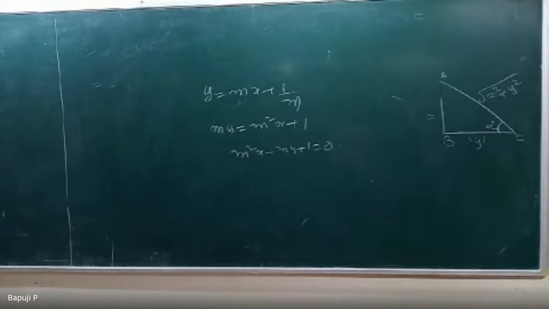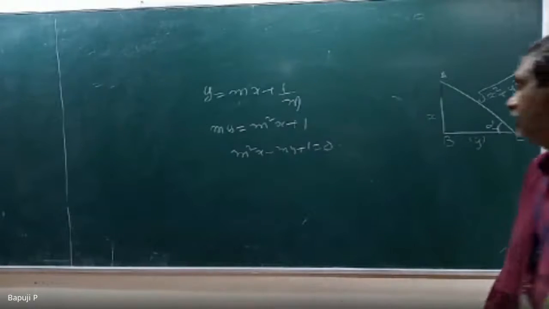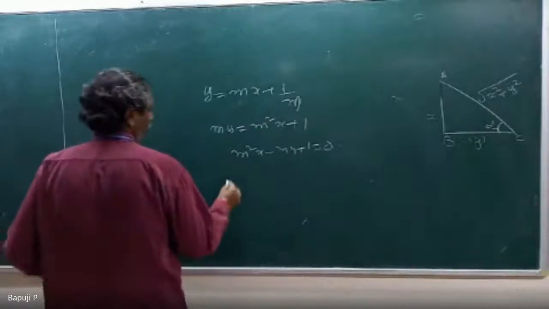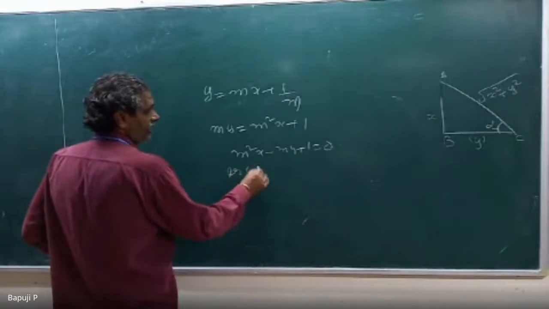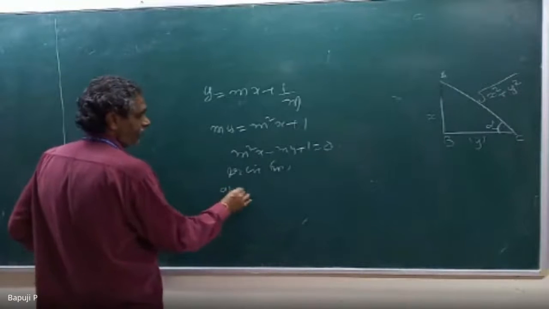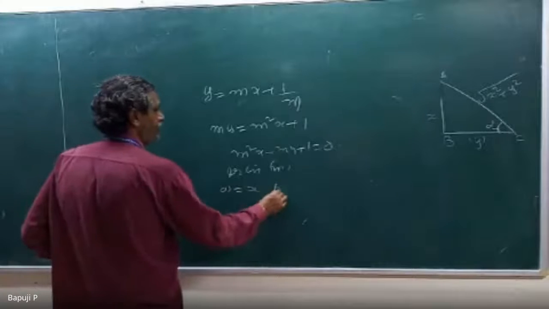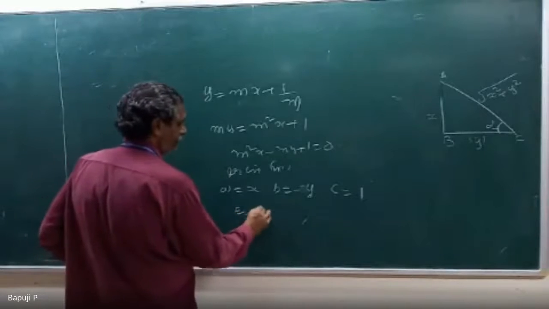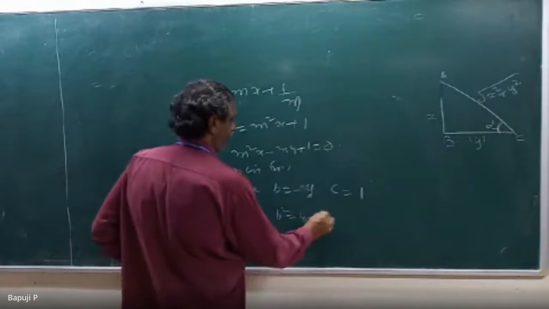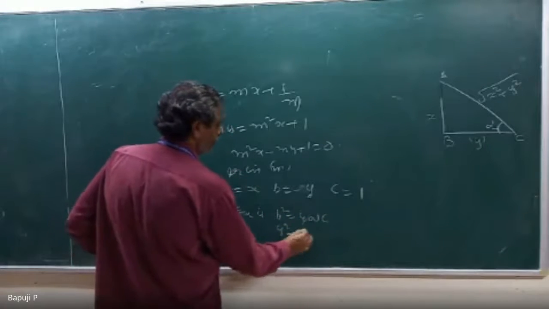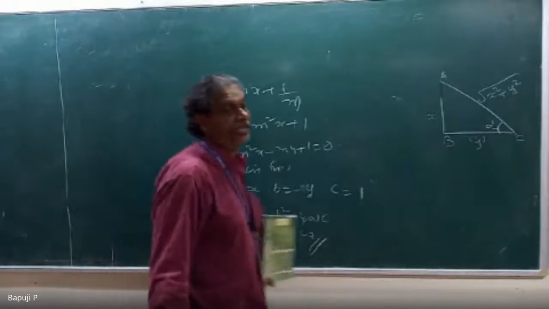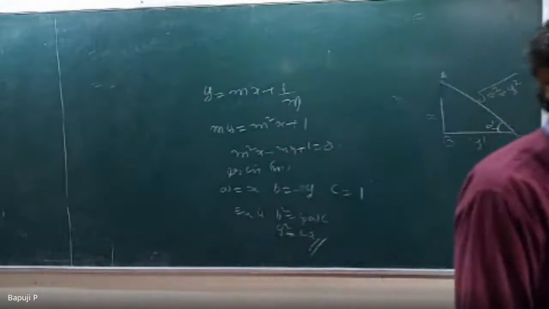Correct or not? So here what will I do, tell me, who is A? This is quadratic in m. Now who is A? x. Who is B? Minus y. C is 1. Then the envelope is B square is equal to 4AC. Then y square is equal to 4x. Got it or not?